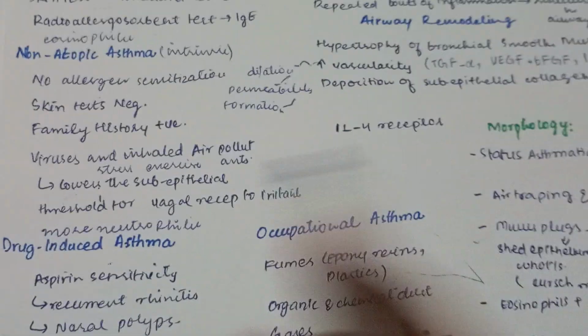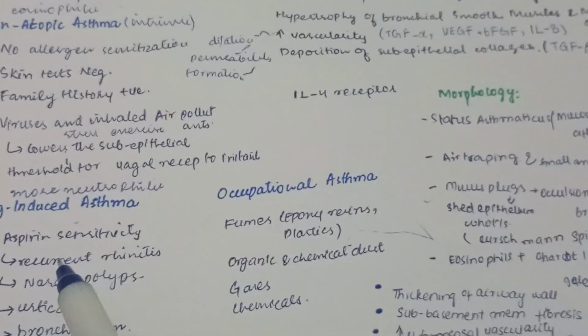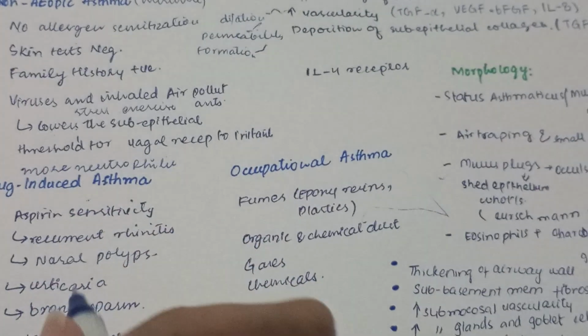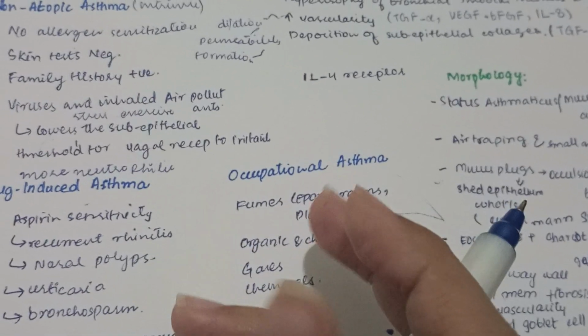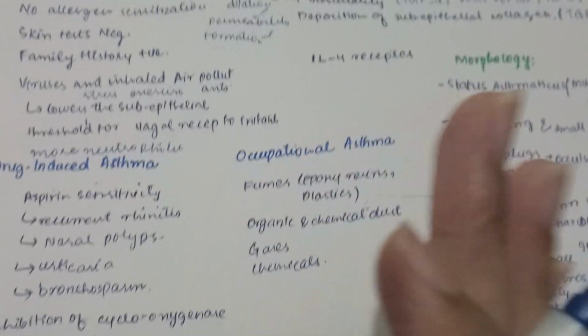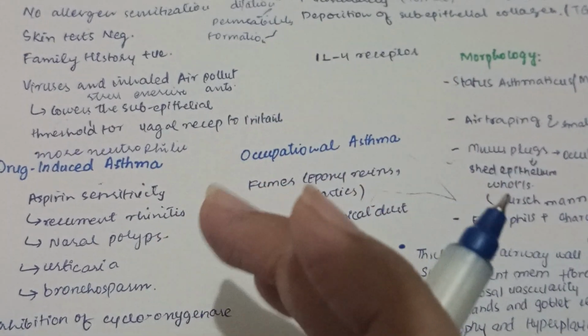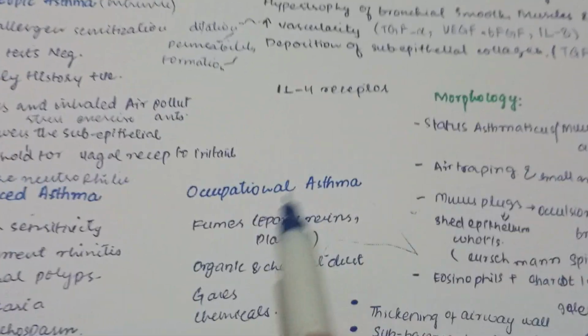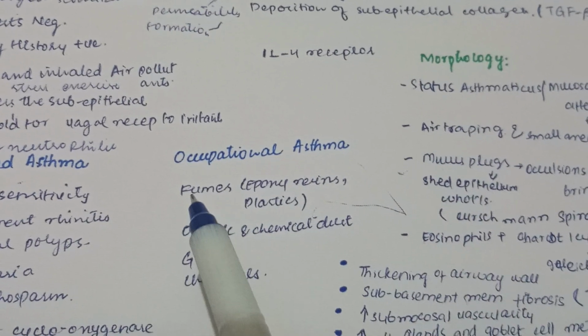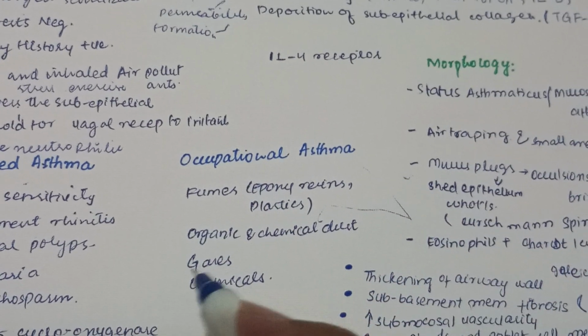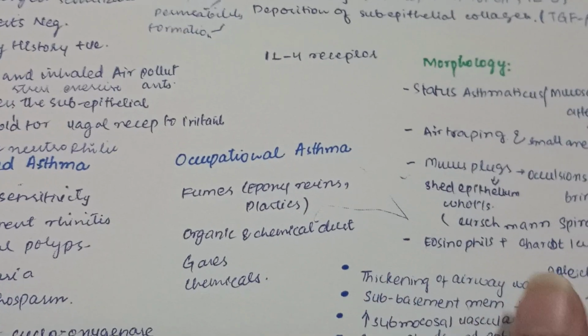And drug-induced asthma is caused by aspirin sensitivity. Here, recurrent rhinitis, nasal polyps, urticaria, and bronchospasm are the important features. Another is occupational asthma, and it can be triggered by fumes. It can be caused by gases, chemicals, and organic and chemical dust.